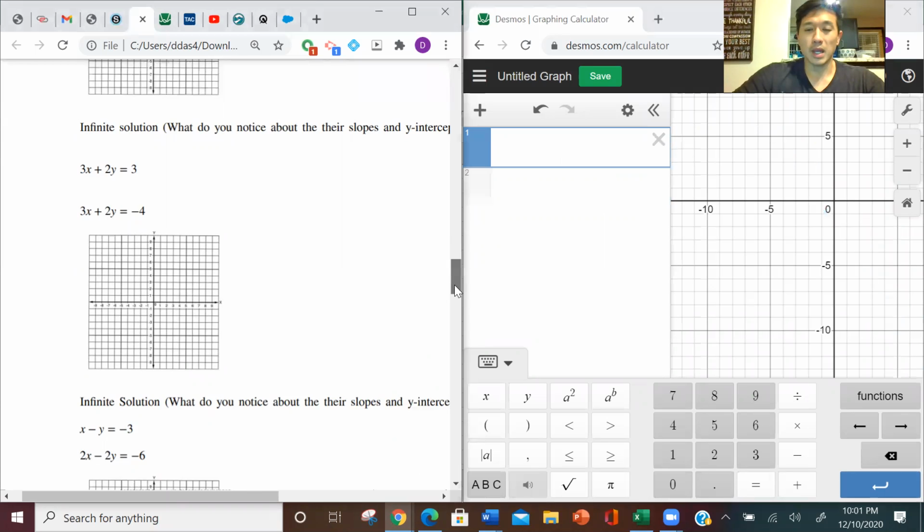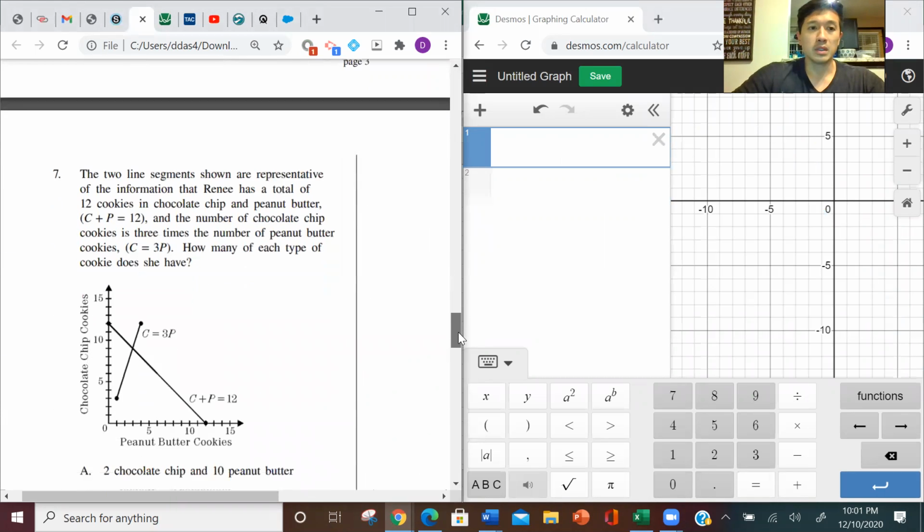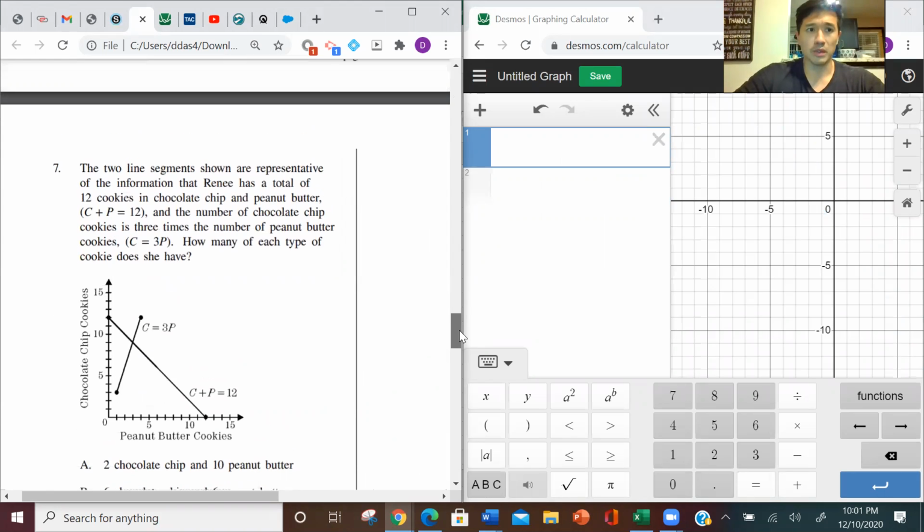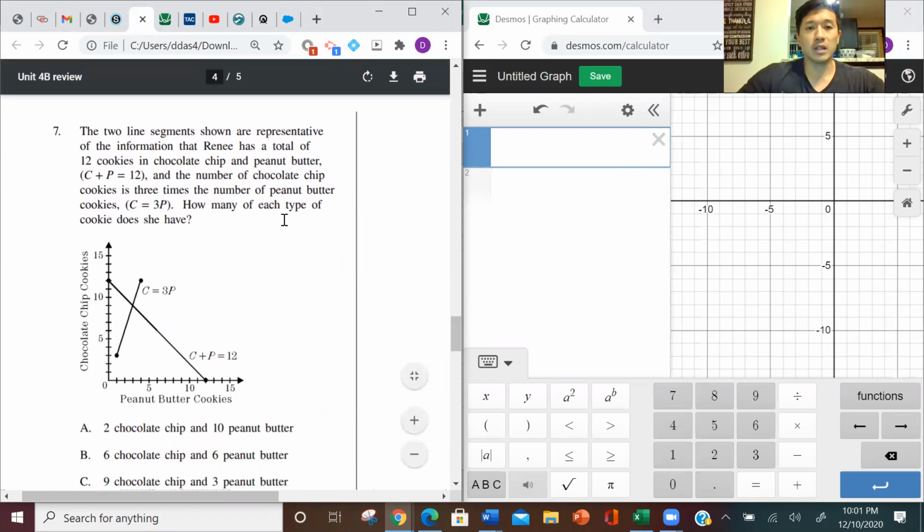All right, now we're down to our last problem of the day. The 2 line segments shown are representative of the information that Renee has a total of 12 cookies. So right now, here's two equations, C plus P equals 12. So they give you the equation. And the number of chocolate chip cookies is 3 times the number of peanut butter cookies.